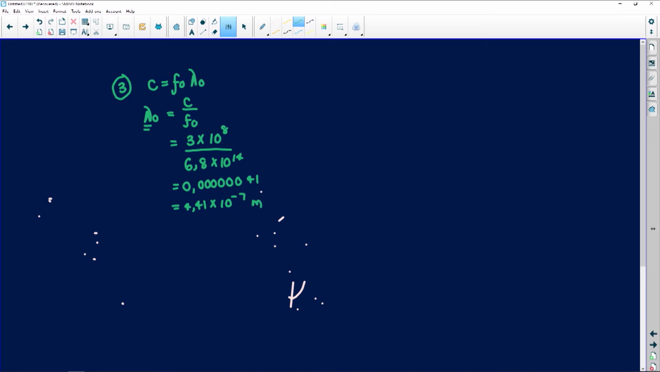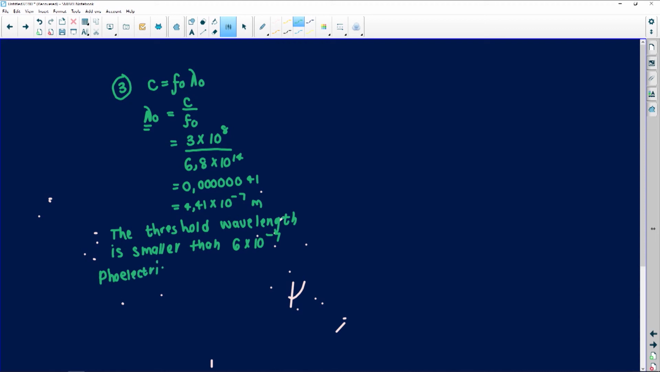Now I can conclude with the statement, remember, we had the wavelength of the light, which was 6 times 10 to the negative 7. So we can say the threshold wavelength is smaller than 6 times 10 to the negative 7. Now let's conclude, which means the photoelectric effect is not observed.